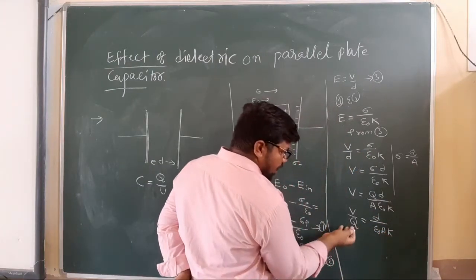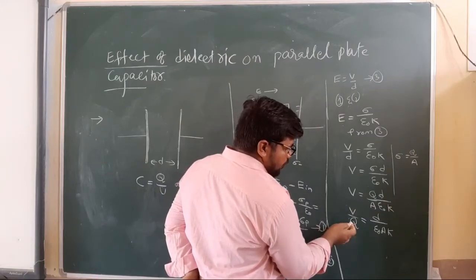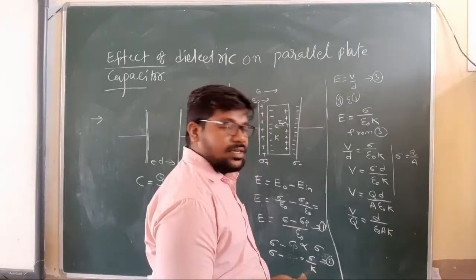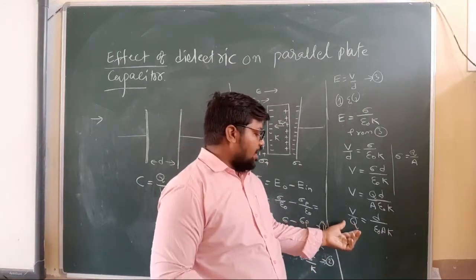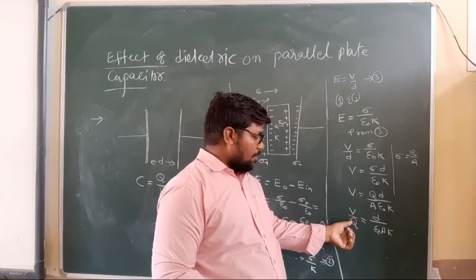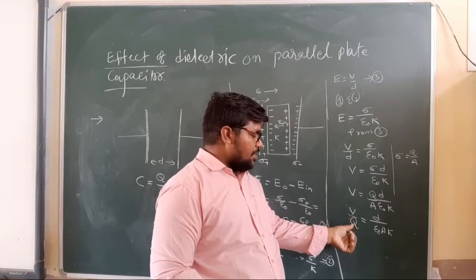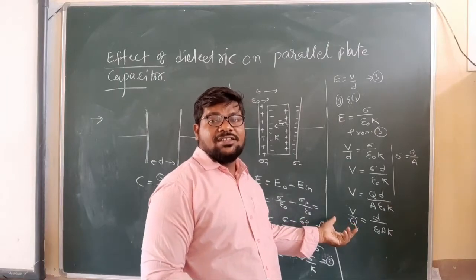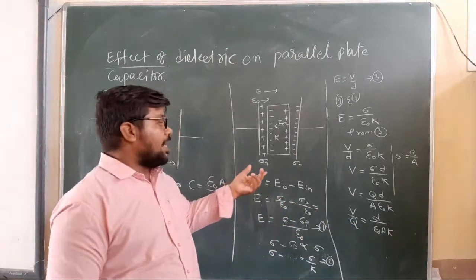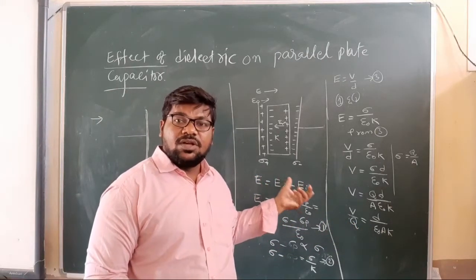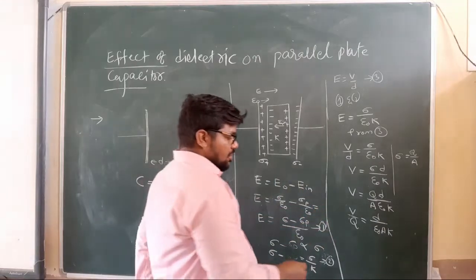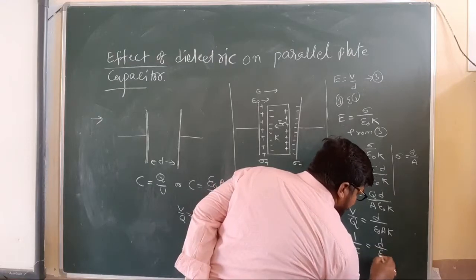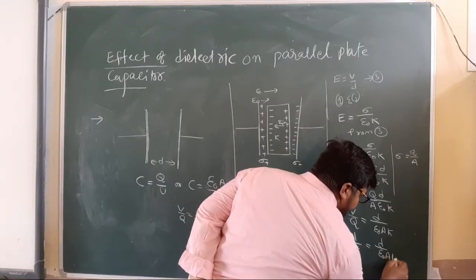So we write V by Q. Q by V we know is C. Here the ratio V by Q is the reciprocal of capacitance. This is the capacitor we get by introducing the dielectric medium. So 1 by C is equal to D by epsilon naught A into K.